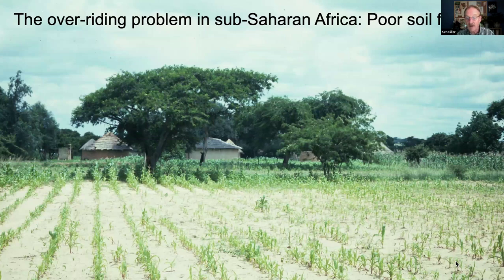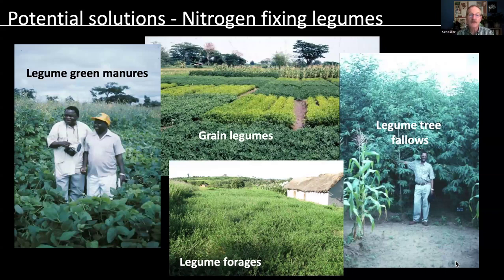So I've worked on this problem. This is, in a sense, my signature slide, this overriding problem of poor soil fertility. Granite sand there in the foreground in Zimbabwe. Poor soil fertility. And what are the solutions? Well, of course, these wonderful nitrogen-fixing legumes. So legume green manures, tree fallows, forages, and particularly in the center there, the grain legumes. That's a picture of groundnut.